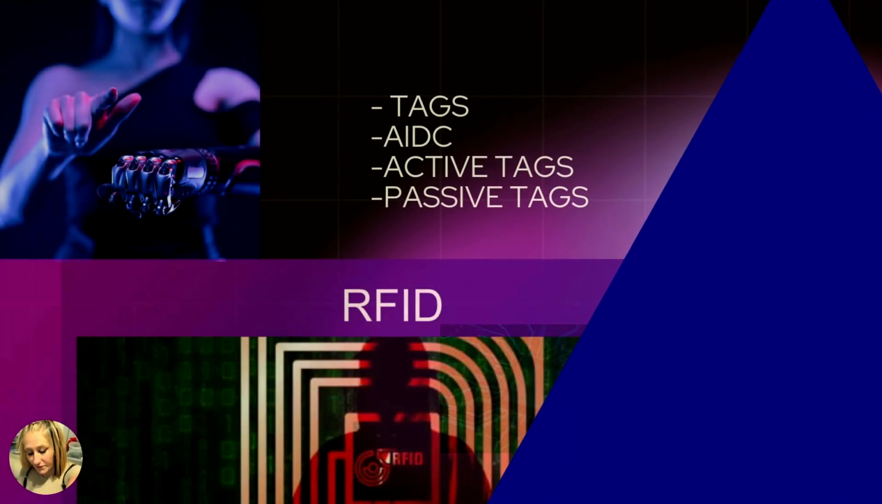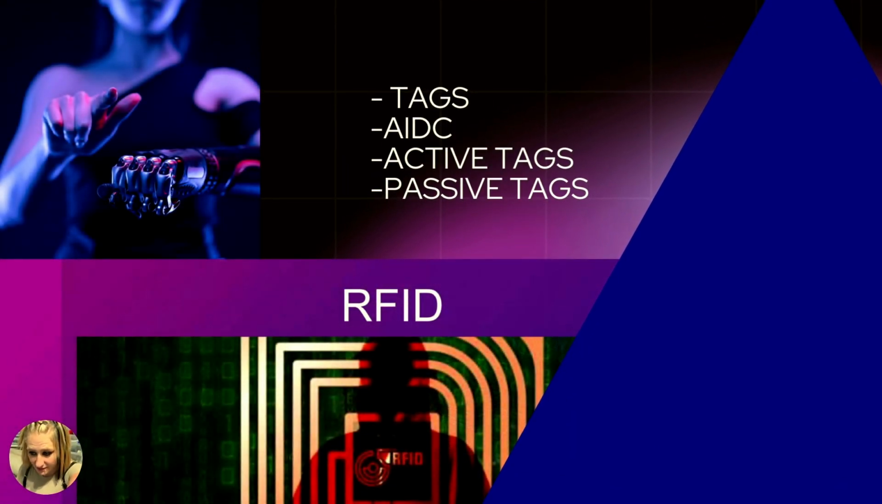So with RFID, we have tags, AIDC, active tags, passive tags. With RFID, we have two different types of tags. We have active and we have passive tags built within the RFID. These tags are tiny devices that store data about the object that they are attached to currently, like say pets with their microchips.